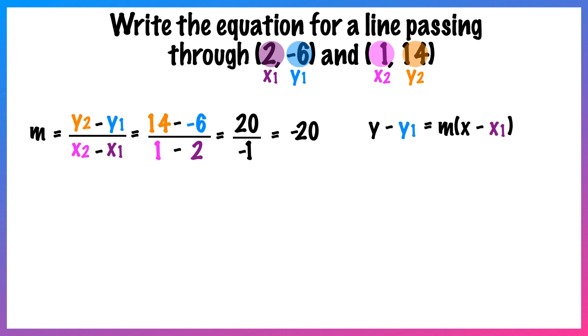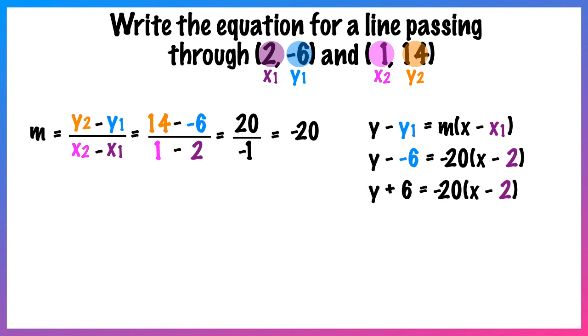Let's go ahead and plug in. y1 is -6, m is -20, and x1 is 1. So that gives us y minus -6 is equal to -20 times x minus 2. And we can simplify that double negative to get y plus 6 is equal to -20 times x minus 2. And this is our equation in point-slope form.